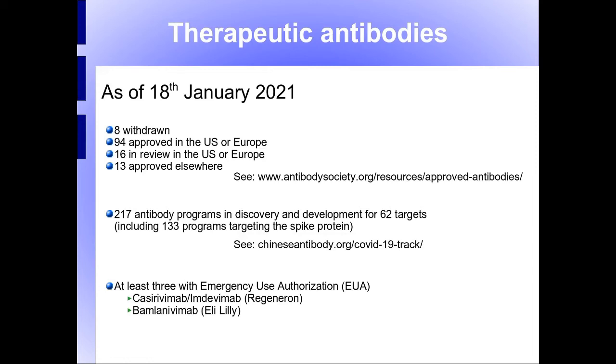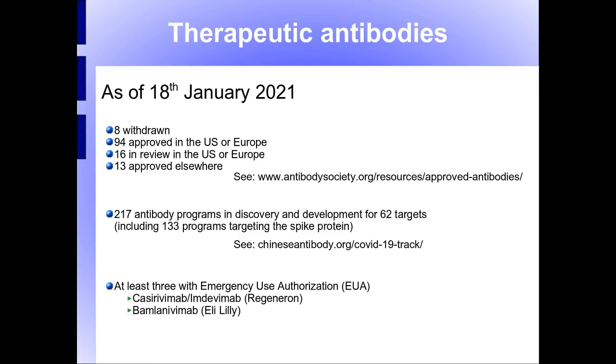As of the 18th of January 2021, there are 8 antibodies that have been on the market and are now withdrawn, generally for marketing reasons, because other drugs have come along that are more effective and/or cheaper. There are 94 currently approved in the US or Europe, 16 in review in the US or Europe, which undoubtedly will be approved fairly soon, and 13 approved elsewhere.